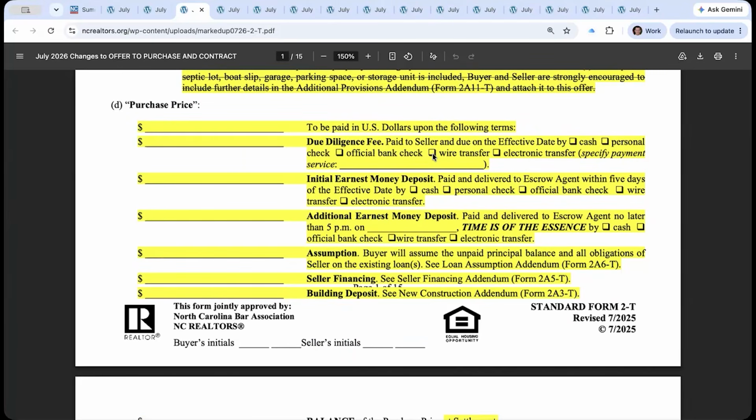But if you've got cash, personal check, official bank check, wire transfer, electronic transfer as options, then the seller refusing to provide a wire wouldn't be an issue because they've already agreed to accept it in a bunch of different ways. The buyer can pay any one of the ways that are checked there. So the seller and the buyer need to make sure they negotiate that at the beginning as far as how payment is to be made.